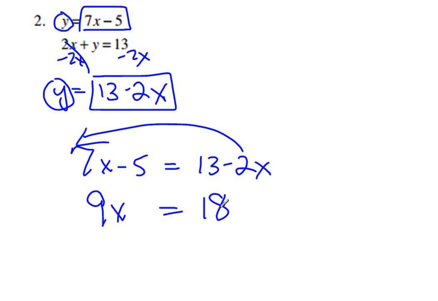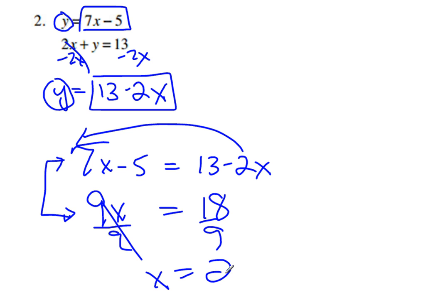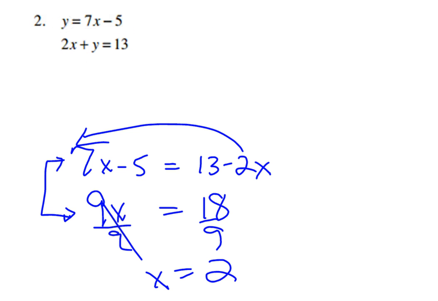Now this part I'm going to start going through a little quicker, because you should have had some practice at doing this before this point. And then I'm going to divide both sides by 9 right here. I get x equals 2. And don't forget to plug it back in, because we have 2 equations to plug it back in for, to find the y value. So what is that, 2? So 7 times 2 is 14. 14 minus 5 is 9. So I get y is 9.